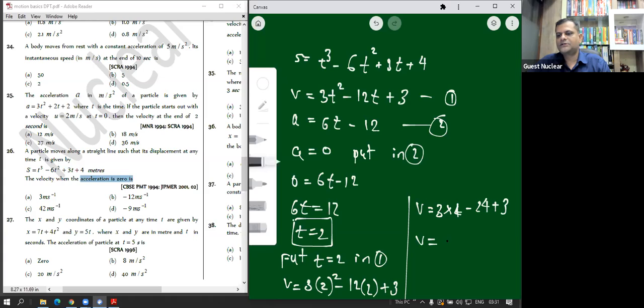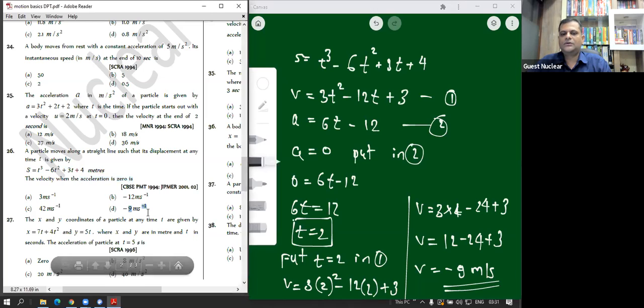So that v becomes actually equal to 12 minus 24 plus 3, which comes out to be: 12 minus 24 is minus 12, and minus 12 plus 3 comes out to be minus 9. So minus 9 meter per second. This is going to be the final answer. Check, it's there in option D here. Okay, तो D option में हमको पता चल रहा है कि -9 मीटर पर सेकेंड है. So this is the velocity when the acceleration becomes equal to 0.